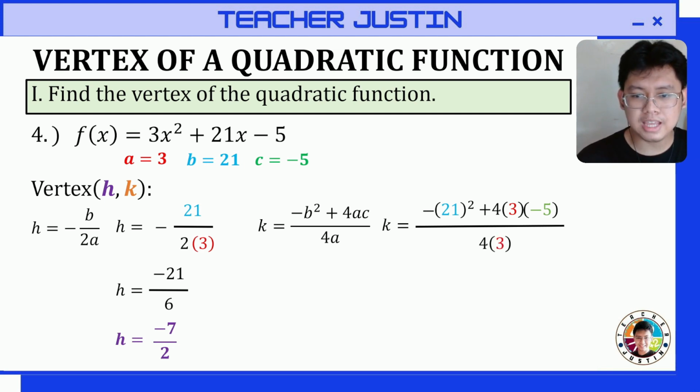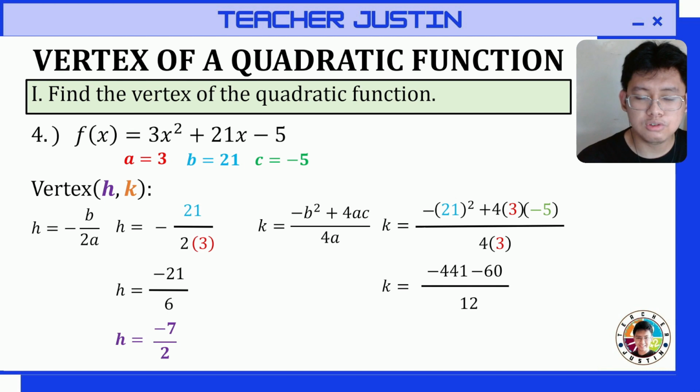Then, let's simplify each term. So, negative 21 squared. So, 21 squared is 441 times negative. That will be negative 441. Tapos, let's multiply 4, 3, and negative 5. That will give us negative 60. Tapos, multiply natin yung denominator, 4 and 3. That will give us 12.